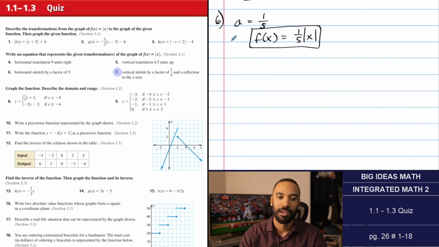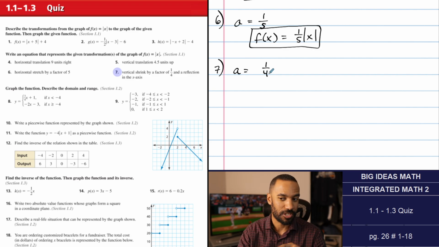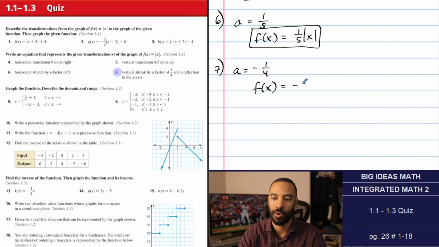Number 7, vertical shrink, I say compress, vertical compression by a factor of 1/4 and a reflection in the x-axis. Now, the compression by a factor of 1/4 means literally still 1/4. The idea that it's a compression, this is also the same as horizontal stretch by a factor of 4. Reflection in the x-axis means this thing's going to flip over like that. No h, no k, that's different in comparison. This is f of x equals negative 1/4 times the absolute value of x.